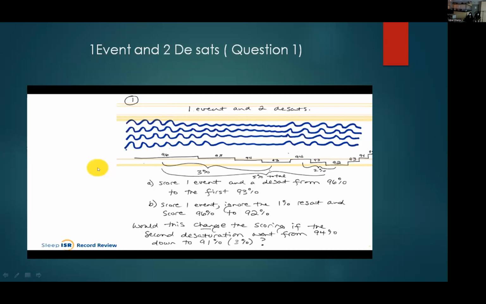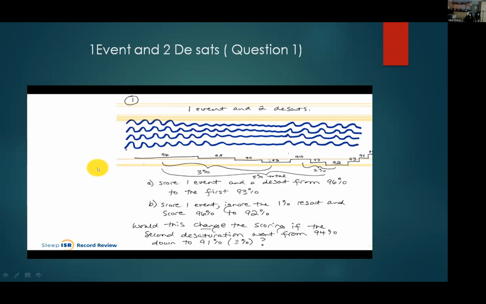And here is another one. I actually got it from an adult, but we can use it for pediatric as well. So in this picture, there's one event and 2 desaturations. They say from 96 to 93 is one desaturation, and the other one is 96 to 92. There are 2. So can we score this as one event, or score one event with a desat from 96 to 93, or score one event and ignore the 1% resaturation here?